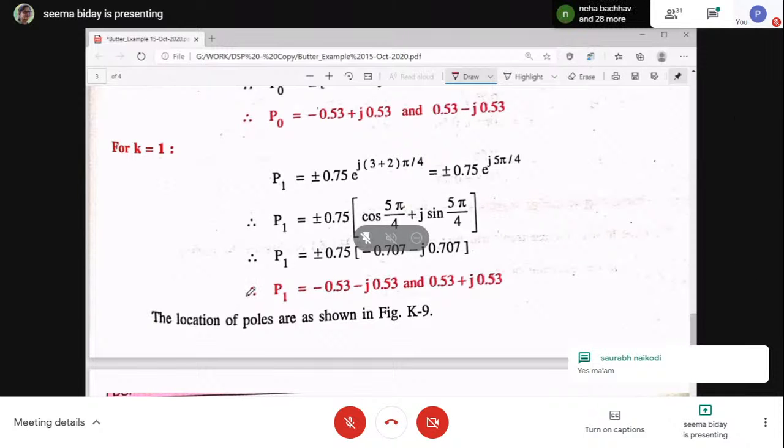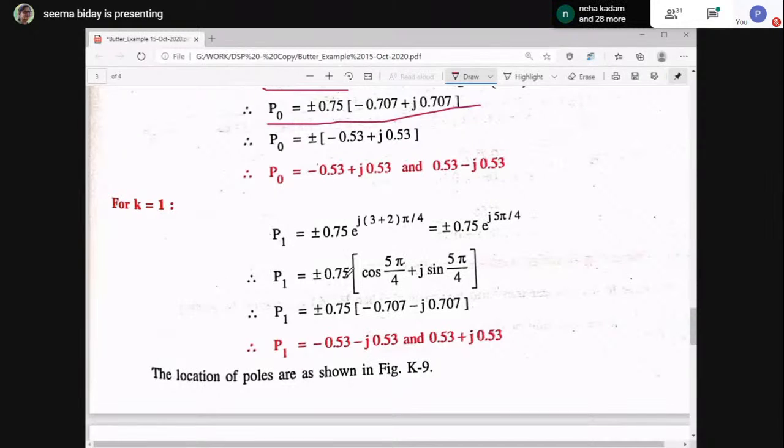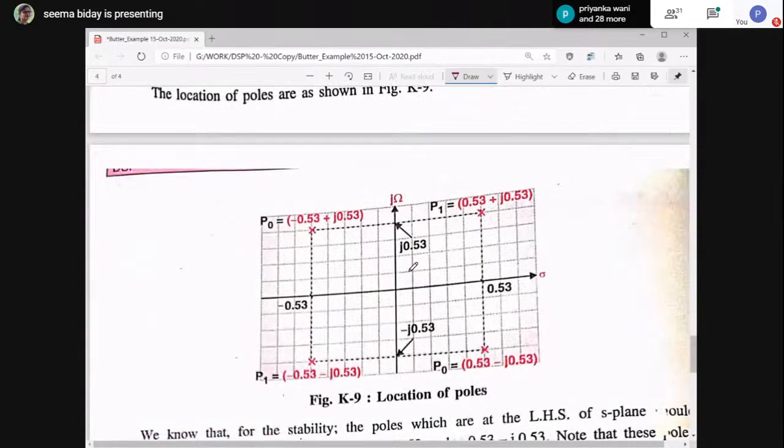Okay. So now we have computed P0. Next we have to compute P1. Same way, put k equal to 1. So you are getting like this. Now I have explained for this, similarly you can follow this. So you have got P1 equal to this. Right? Now you got P0, you got P1 and plus minus. So even though we have computed for 2 poles, you have got 4 poles. Right? Now you can plot it. The next step is you can plot it.